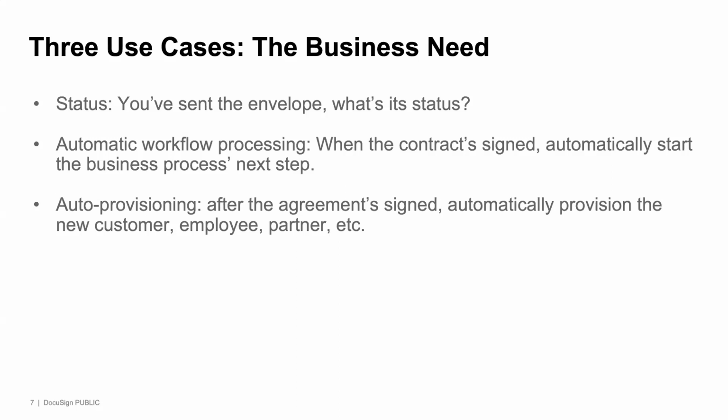And then the third example, and we have many customers doing all of these, we send out millions of Connect notifications every day, is an extension of the second one, which is auto provisioning. So in this case, after the agreement's been signed, again, this is a sales example, then automatically provision the new customer, employee, or partner, and so forth.